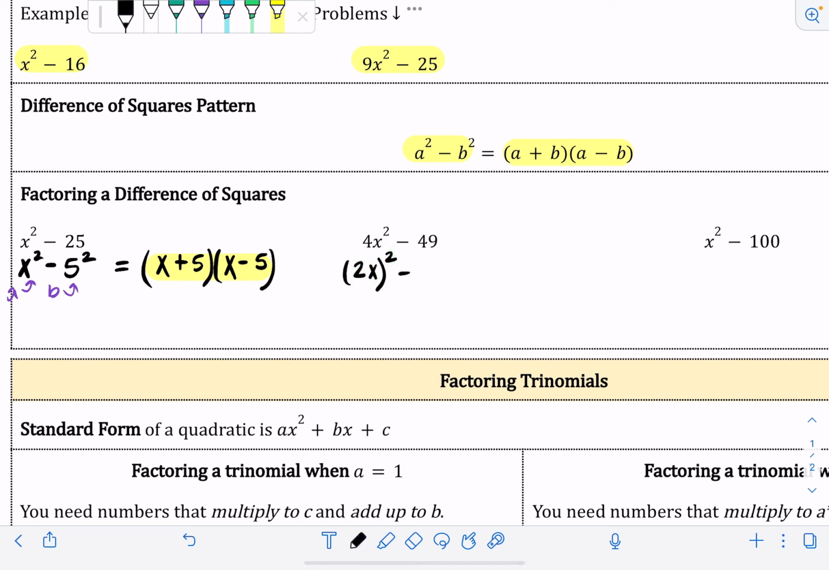And then minus 49, which I know is 7 squared. So now I can more easily see what my a is, that's the first part, what my b is, that's the second part, and I just got to plug it into this formula. So a plus b is 2x plus 7, and then a minus b is 2x minus 7.